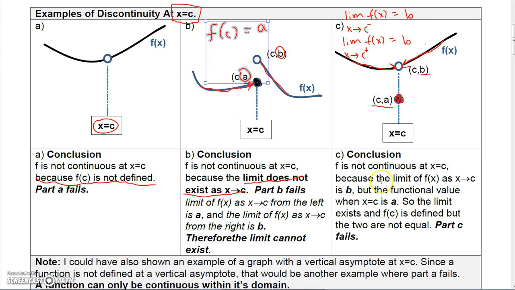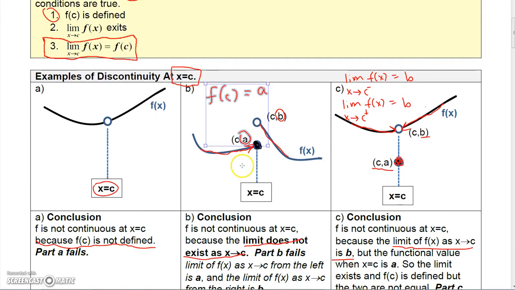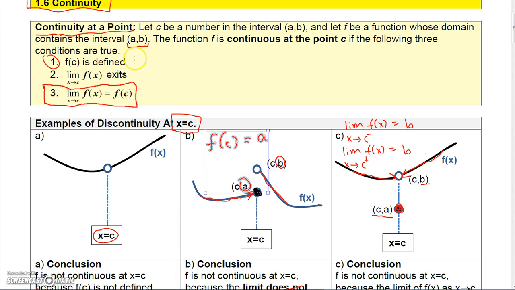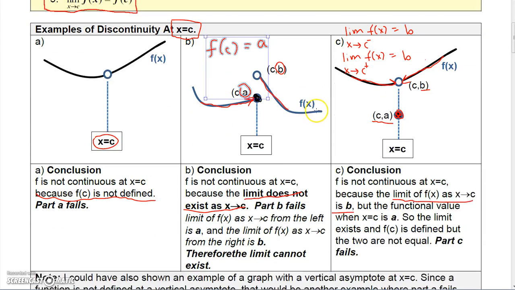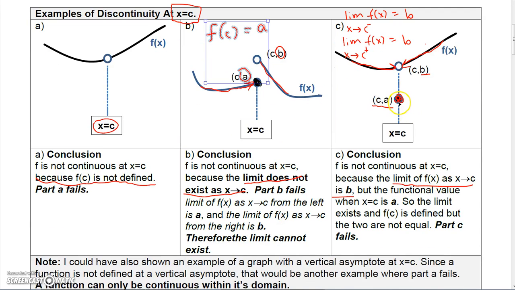Okay, so let's take a look down here. The limit of the function as x approaches c is b. So we do have the first condition satisfied. f of c is defined. It's actually a. The limit exists. The limit is actually b. But are the two equal? Well, no, the two are not equal because the functional value is a, but the limit is b.